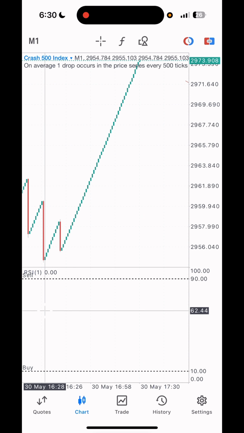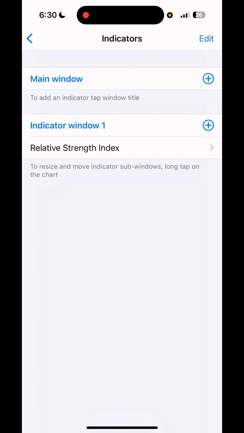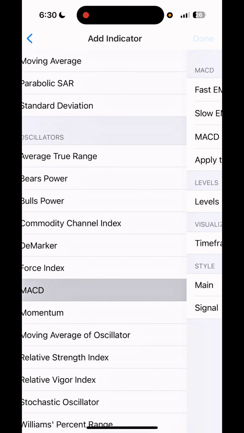This is when the MACD comes in. You go over to the MACD indicator, window 1. Now you look for the MACD indicator at this very point.